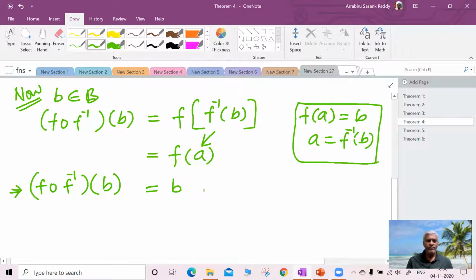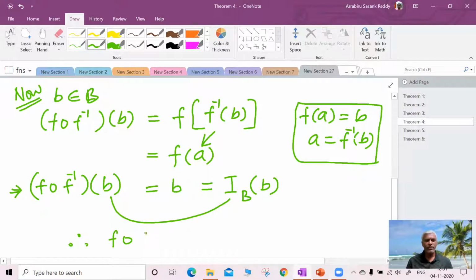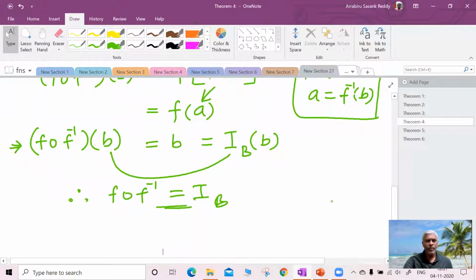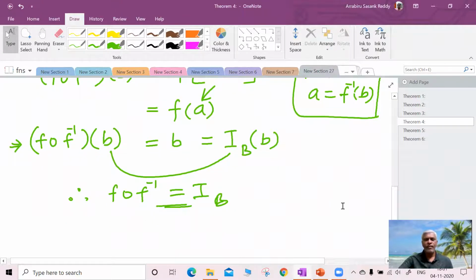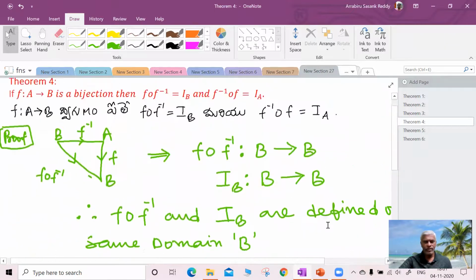And what is b? We know it is nothing but the identity function IB of b is equal to b. So from this, these two functions are equal. F circle f inverse is equal to IB, as they are defined on the same domain and the range is also equal. Therefore, these two functions are equal.